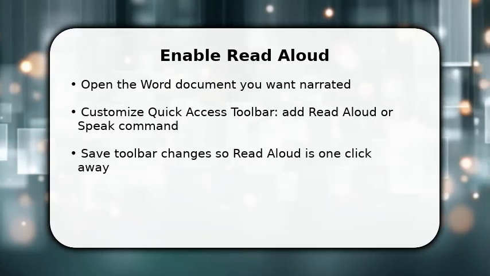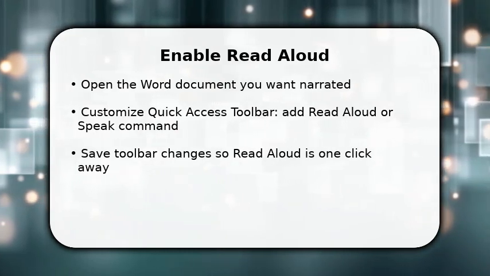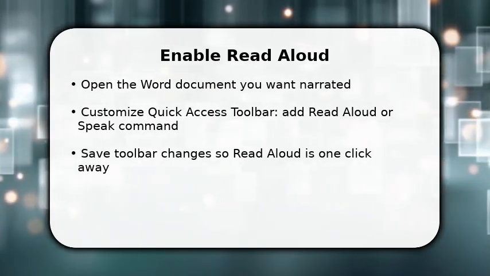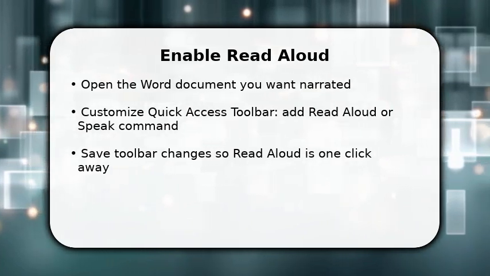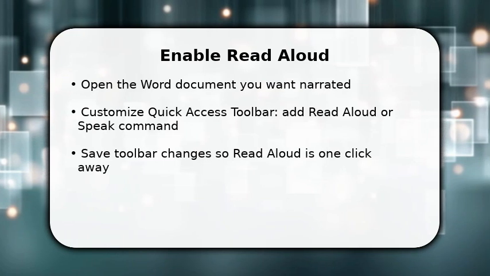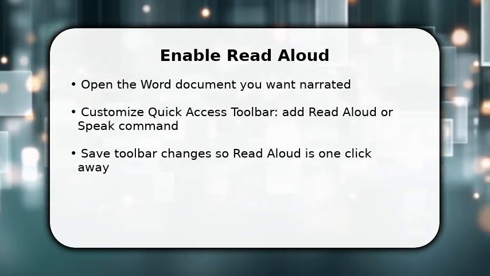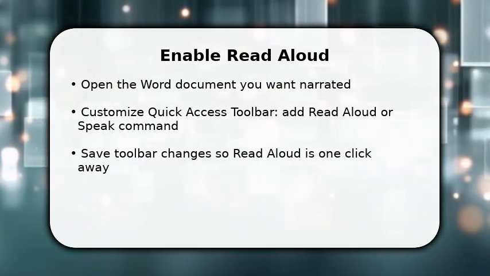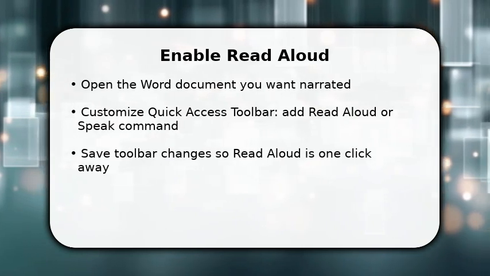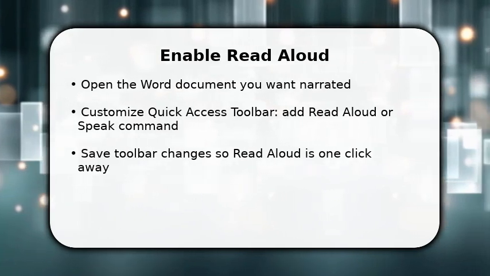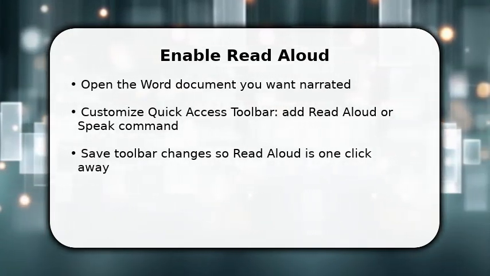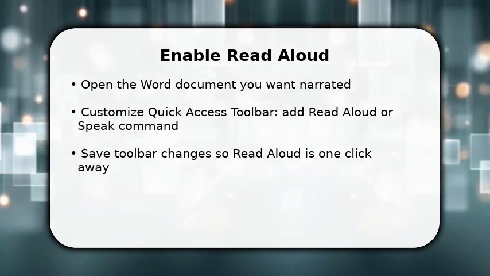You start by opening your document and getting Read Aloud ready. Once the file is open, click the small arrow on the Quick Access toolbar and choose More Commands. In the dialog, pick All Commands, find Read Aloud or Speak, add it, and confirm. This places the tool at the top so you avoid menus each time, making it one-click, which speeds repetition and testing. Once done, you're ready to pick Voice and Pace in the next step.